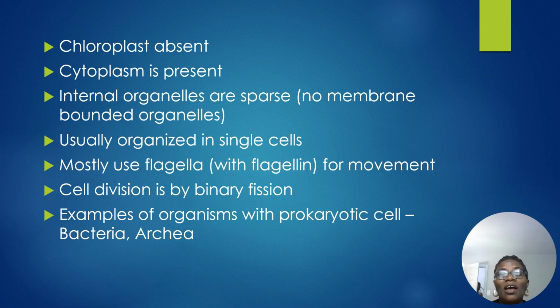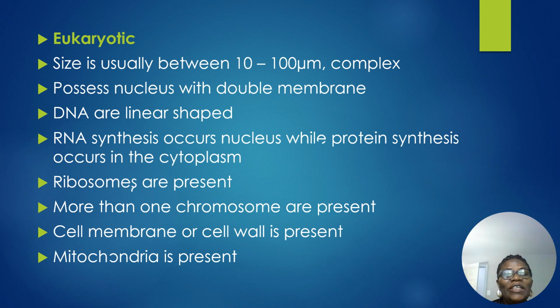Examples of organisms that possess prokaryotic cells are bacteria and archaea. Now, let's look at the features of eukaryotic cells.